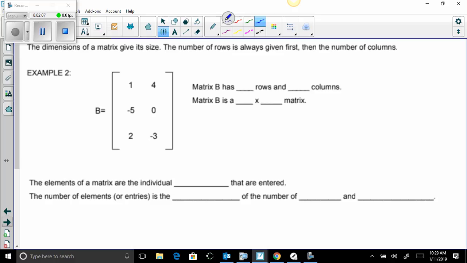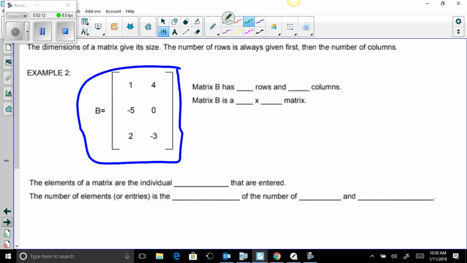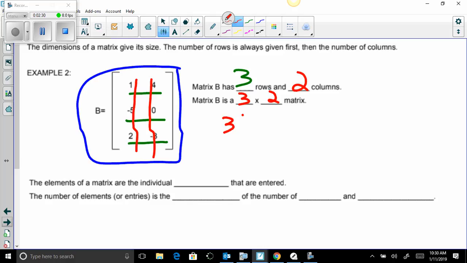So let's look at matrix B that I have here. Rows by columns, that's the dimensions. Now rows left to right, so I have 1, 2, 3. Columns top to bottom, I have 1, 2. So this matrix is a 3 by 2 matrix. 3 rows, 2 columns.